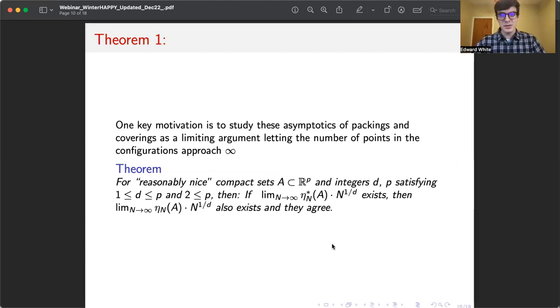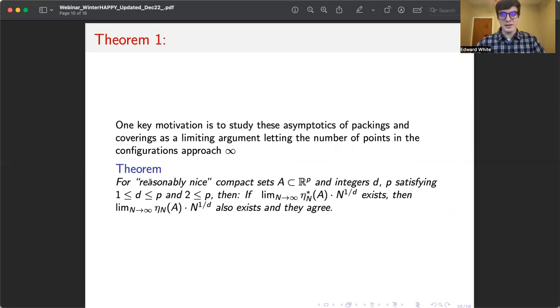So this gets into the main theorem that I want to talk about, which is the following theorem here. And I just want to start by giving the key motivation. The motivation is to study the asymptotics of these packings and coverings as a limiting argument. And as a point that I'll get into later, it turns out that it's a little bit easier to understand the asymptotic behavior if we let the number of points in our configuration grow towards infinity to get an understanding of the general behavior, as opposed to looking for exact optimal solutions for fixed n.